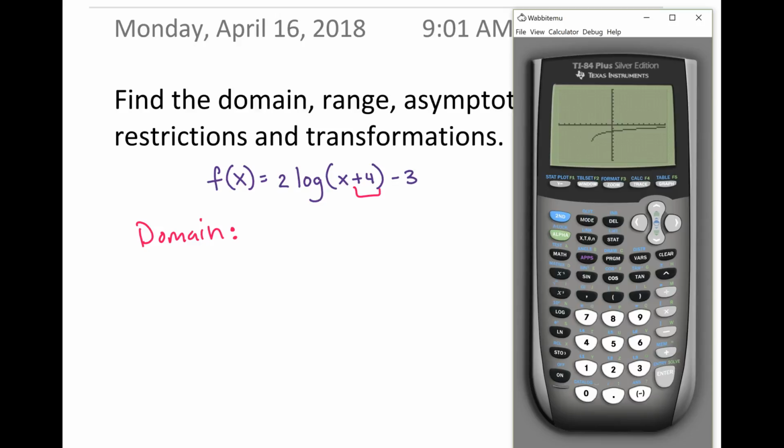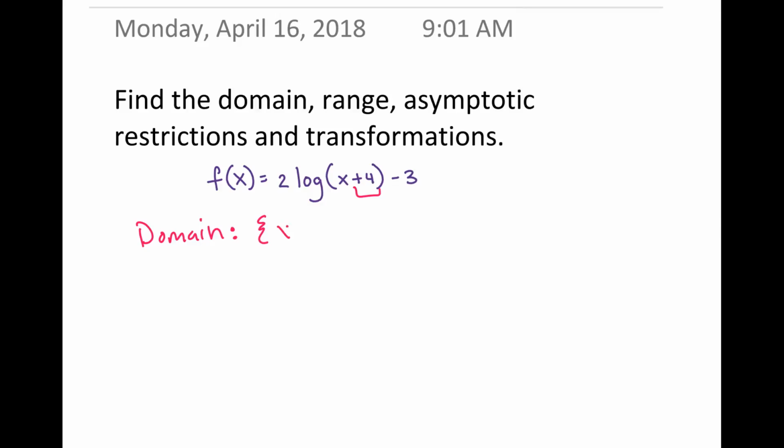So my domain is what? X such that x is greater than or equal to negative 4. Why negative 4? Because remember, it's backwards. So this was x plus 4. It means it's actually on the graph at negative 4. Or you could have written it in interval notation, like so. Either one works.